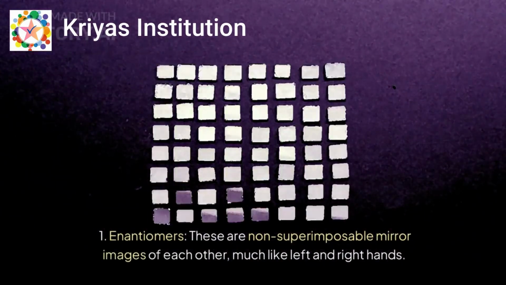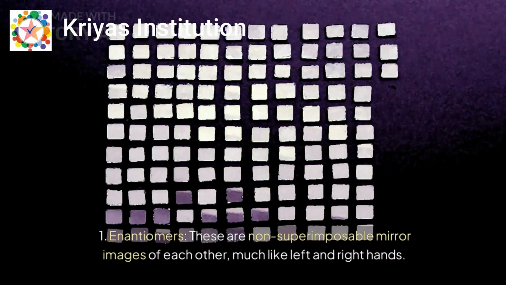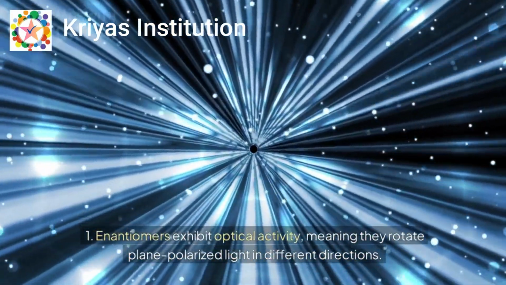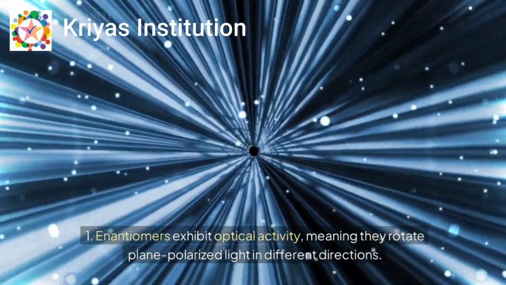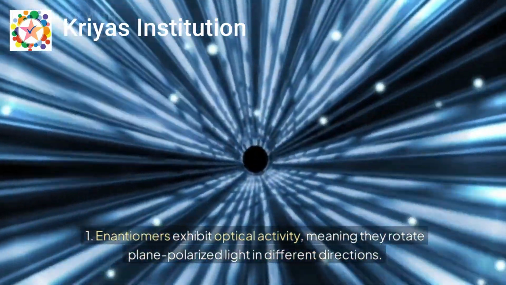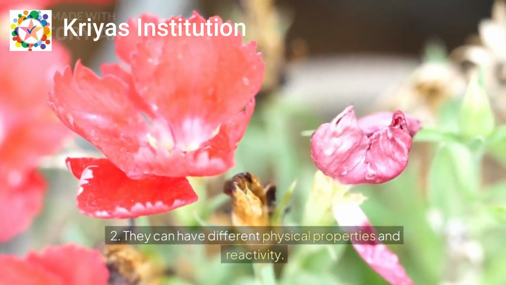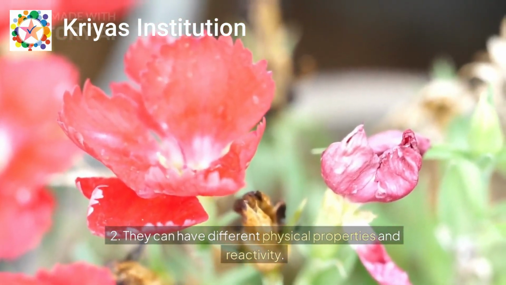1. Enantiomers. These are non-superimposable mirror images of each other, much like left and right hands. Enantiomers exhibit optical activity, meaning they rotate plane polarized light in different directions. 2. Diastereomers. These are stereoisomers that are not mirror images of each other. They can have different physical properties and reactivity.